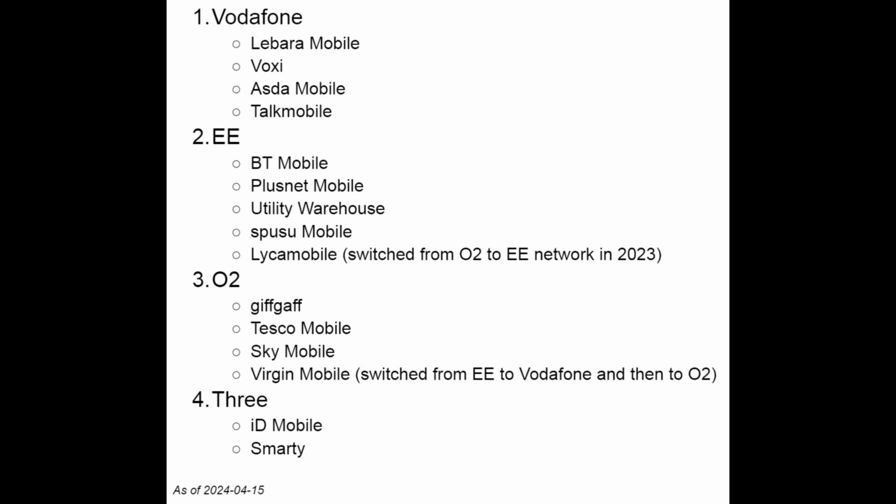So typically when you want to have a data contract with one of these operators, you have the option of going directly to the infrastructure owner. So let's just say, for example, O2, or you can go to one of the virtual network operators such as Tesco Mobile. Now, one thing to keep in mind is that some of these virtual network operators will use a previous generation of infrastructure when compared to the company that runs the infrastructure itself.